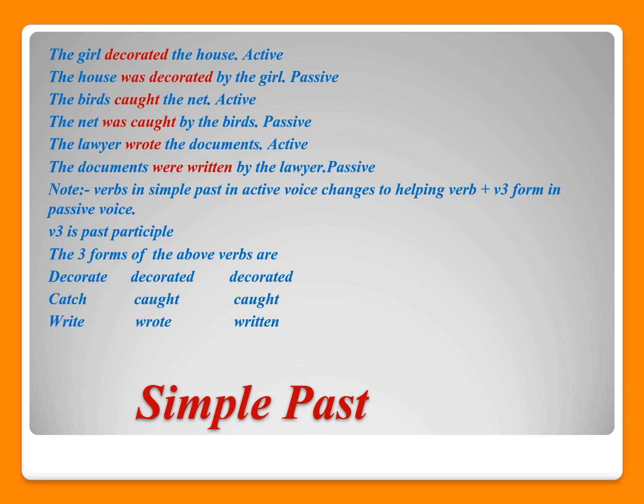Let us see the next example. The birds caught the net. The net was caught by the birds. The lawyer wrote the documents. The documents were written by the lawyer. We need to note verbs in simple past tense form in active voice changes to helping verb plus verb 3 form in the passive voice.